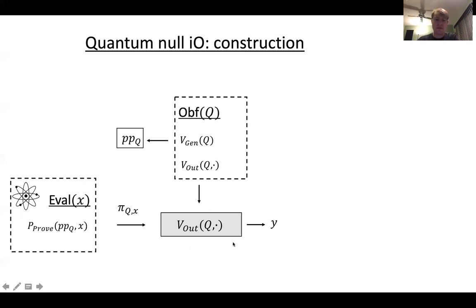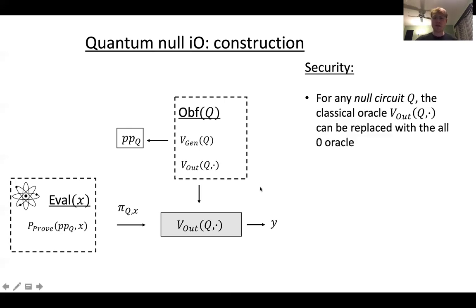Okay. So yeah, this is how the scheme works. And now I just want to say a little bit about intuitively why this is secure. Okay, so let's consider any null circuit Q. What we can say is that this classical obfuscation, or this classical oracle V out of Q, can be replaced with the all zeros oracle. So an oracle that just outputs 0 on every input.